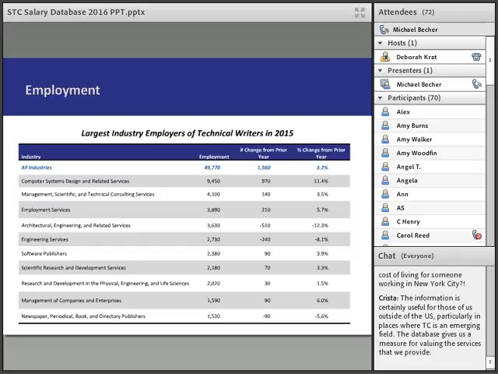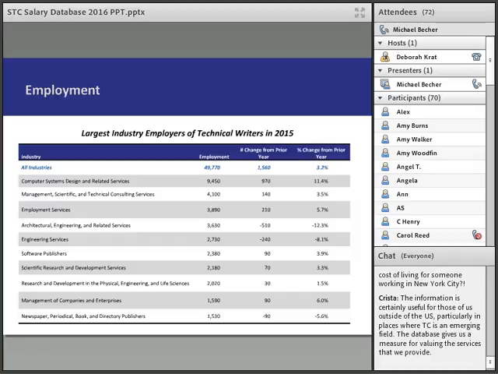So for technical writers, this table is the largest industry employers of technical writers in 2015. At the top, across all industries, we have about 50,000 employment, which represented a 3.2% increase versus the prior year. And then we can see computer systems design and related services is the most employed industry of all the industries that we're looking at.